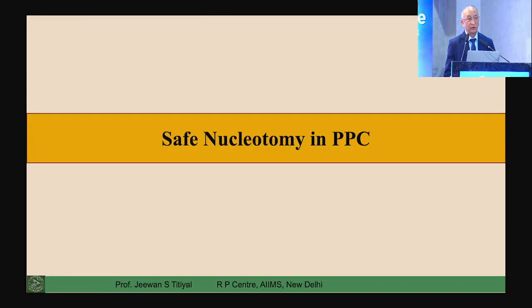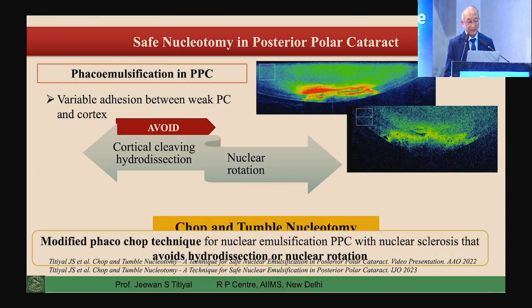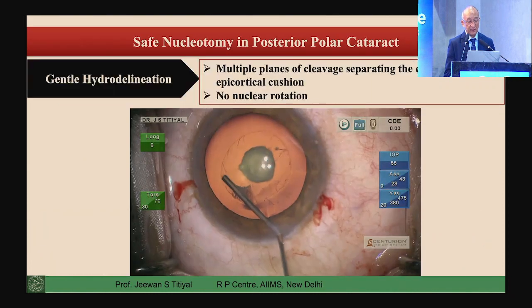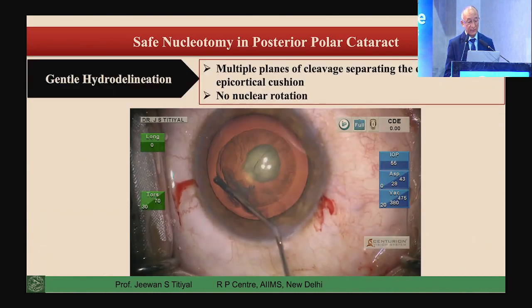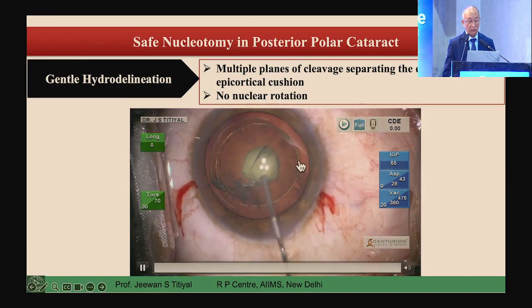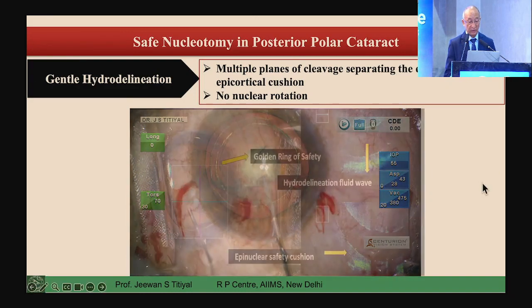Therefore, it is important to do a nucleotomy in a safe manner, because that is the most challenging part in a posterior polar cataract. This is a technique we have recently described, and it's available in our IGO now, a phaco chop technique, where we do a chop and tumble technique. In that, we do a delineation only, and no rotation is done in these cases. Make sure you have enough cushion of a posterior epinucleus plate.